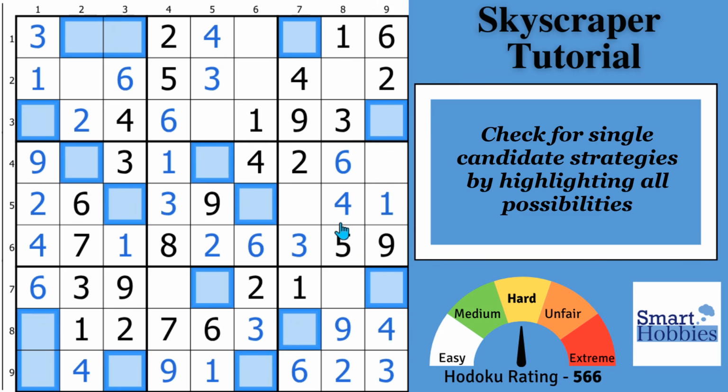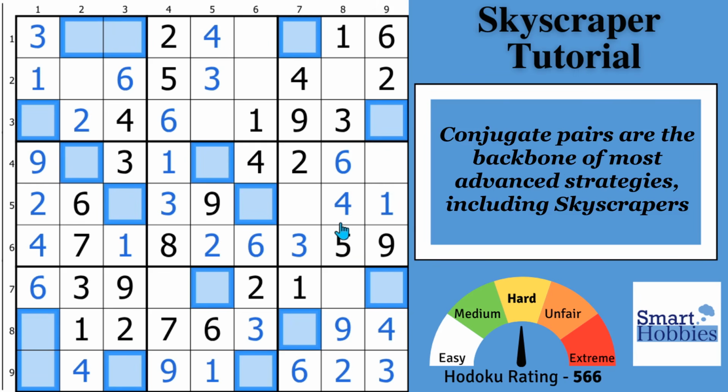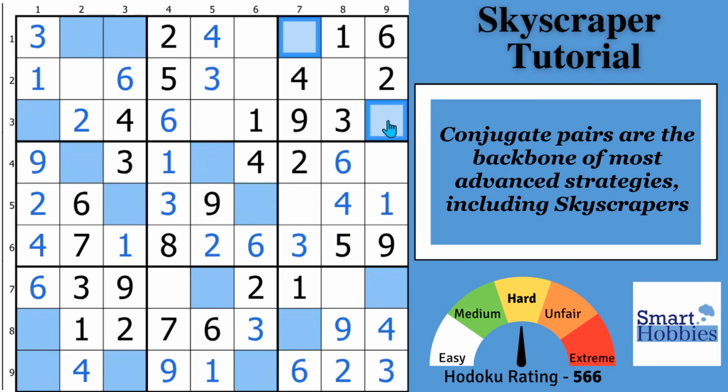And when you're doing this, what you want to look for are called conjugate pairs. That's where the digit is restricted to only 2 places in a row, column, or block. And so you'll notice that a conjugate pair can be in the block, these 2 cells. It can be in the row across here. So either this is a 5, if not, then that's a 5. That's all the conjugate pair means.